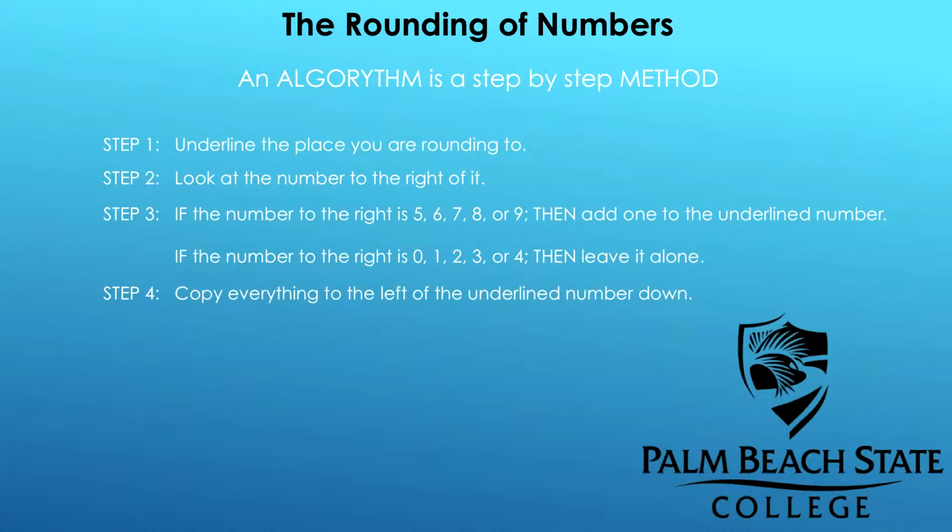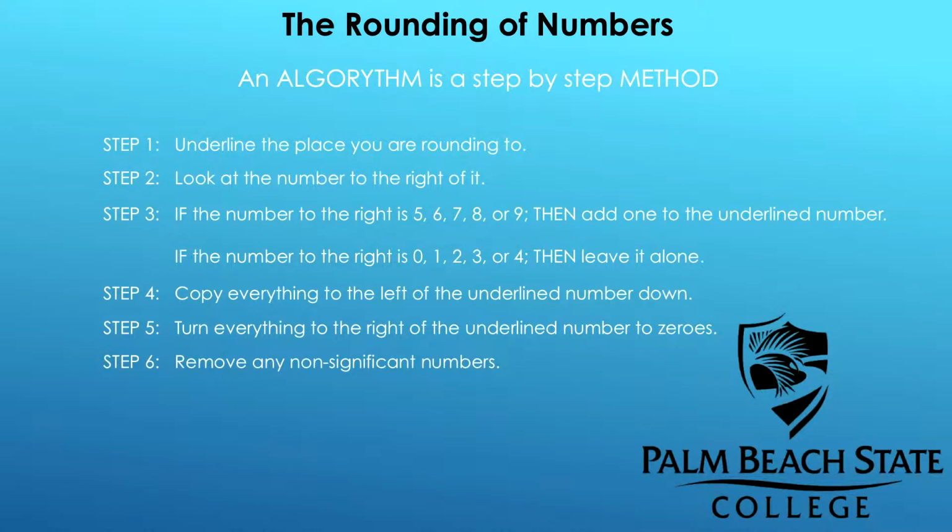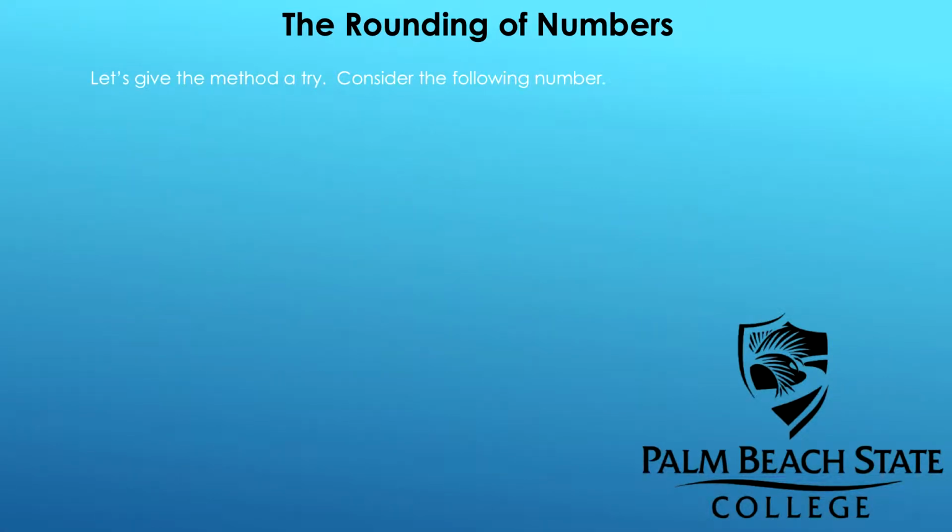Step 4 is to turn everything to the left of the underlined number down. Step 5 is to turn everything to the right of the underlined number to a 0. And step 6 is to remove any non-significant numbers. And we're going to talk a little bit more about what makes a number non-significant in our examples. Remember these 6 steps, and they're going to help you do perfect rounding every time. So, let's give the method a try.